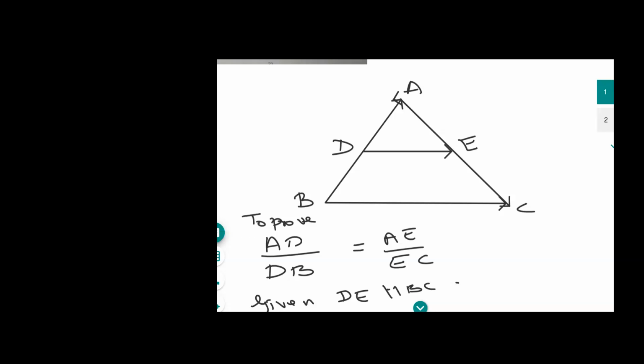Now by construction, let us join BE and DC. Draw EQ perpendicular to AD, and DP perpendicular to AE. So these are the two perpendiculars. Now coming to the proof.